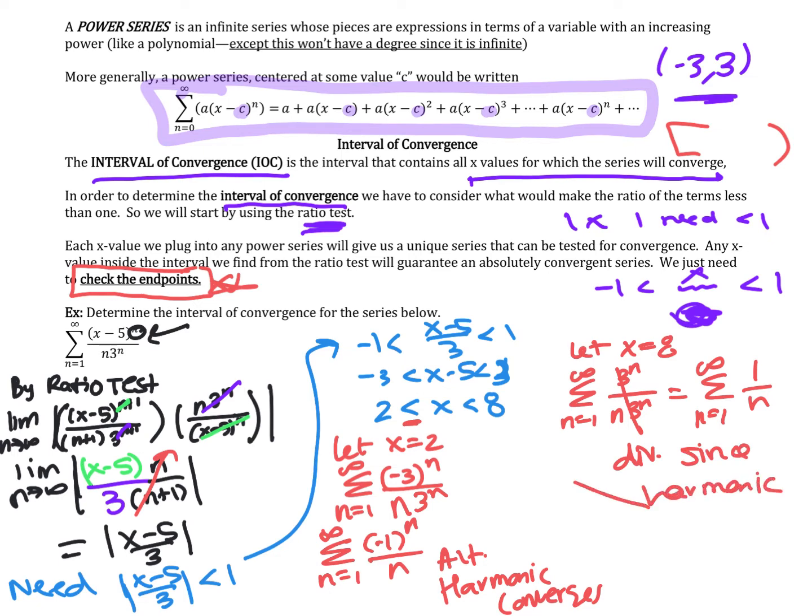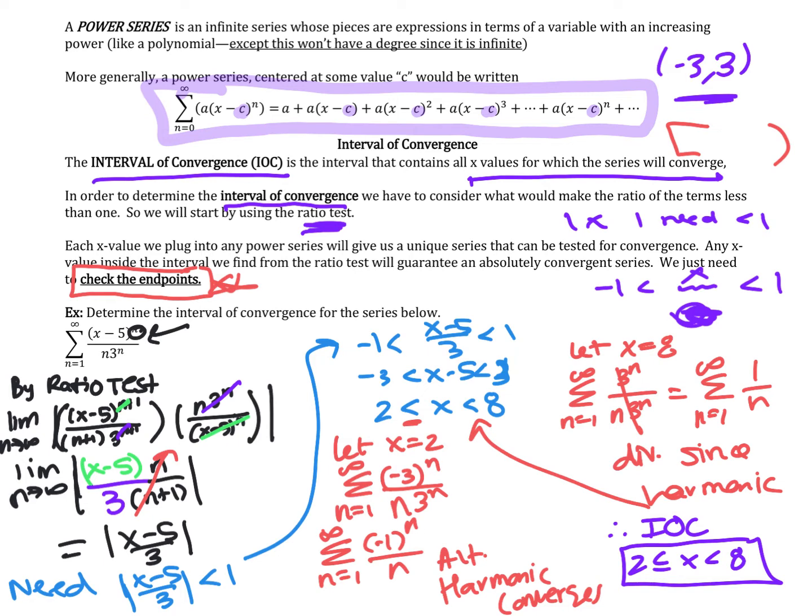That means no or equal to here. So we can say, now that we have performed the ratio test, that we have found our inequality statement and tested our endpoints, we can say, therefore, the interval of convergence is 2 less than or equal to x less than 8. So again, we're performing the ratio test.